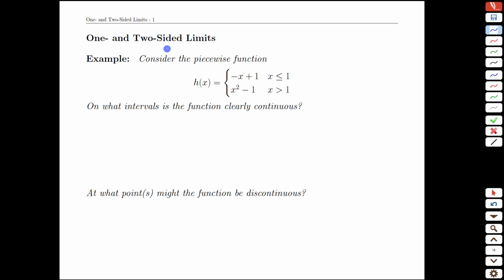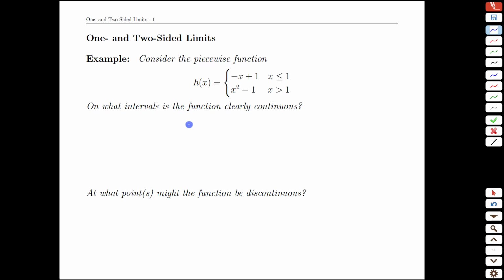When we're evaluating limits, there's an interesting class of problems that are based on piecewise functions. These functions are defined differently, have different formulas on different intervals. And with these kinds of functions, we can tell pretty quickly where the function is clearly continuous.